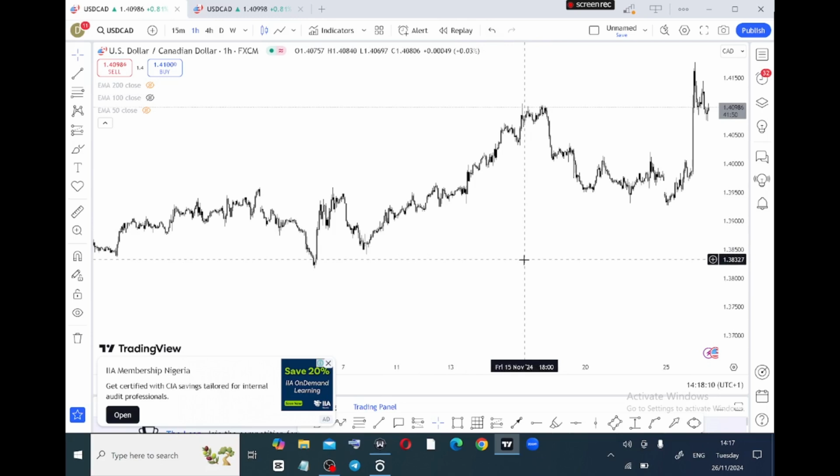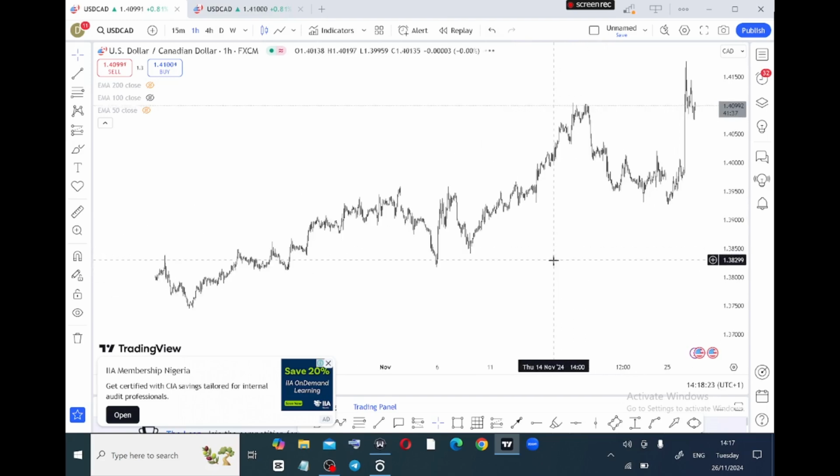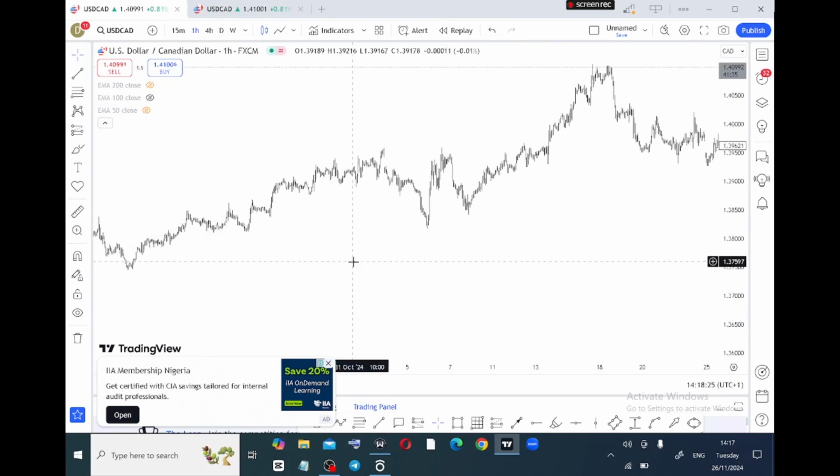It's not that it's 100%, but if you have the trader's mindset, which understands that trading is all about probability, it's not about whether you are right or you are wrong, then you will find this interesting.